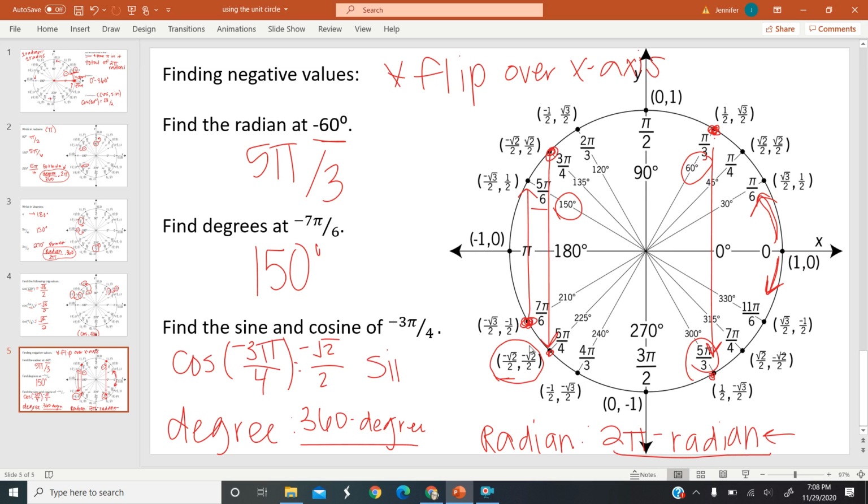And then the sine of negative 3 pi over 4 actually ends up being the same thing, negative square root of 2 over 2. But that's just a coincidence. It doesn't always end up being the same thing whenever it's negative or anything like that. That just happens to be the coordinate in that scenario. So that is basically how to use the unit circle. I think I do want to add one more thing on the next slide, but this covers the basics at least.